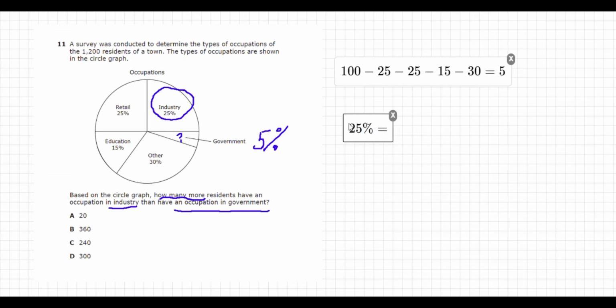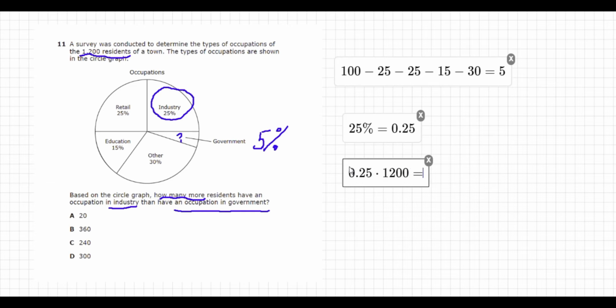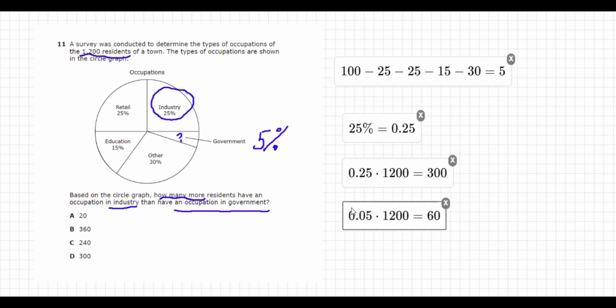25% equals 0.25 in decimal. So 25% of the 1,200 residents in industry equals 0.25 multiplied by 1,200 equals 300. 5% of 1,200 residents, which is 0.05 times 1,200, equals 60 residents in government. To know how many more residents in industry than in government, subtract 300 minus 60 equals 240 residents. Therefore, C is the correct answer.